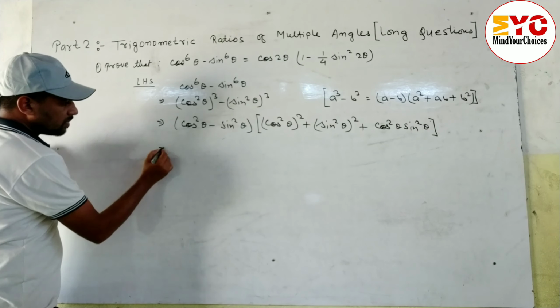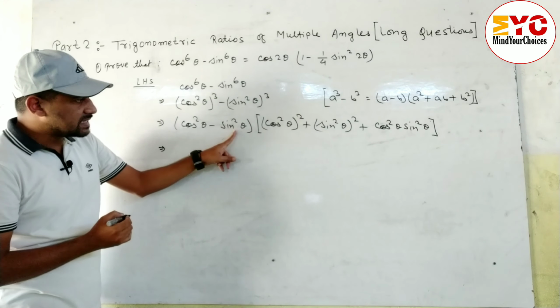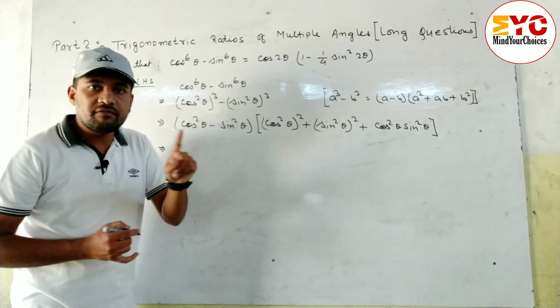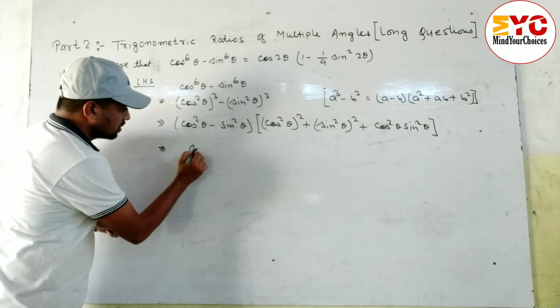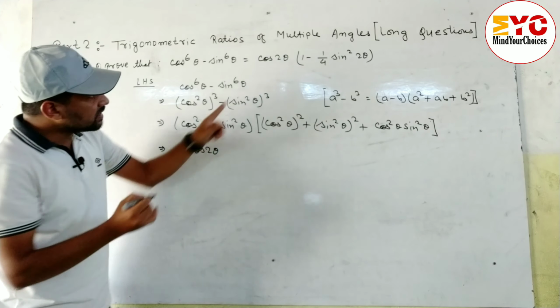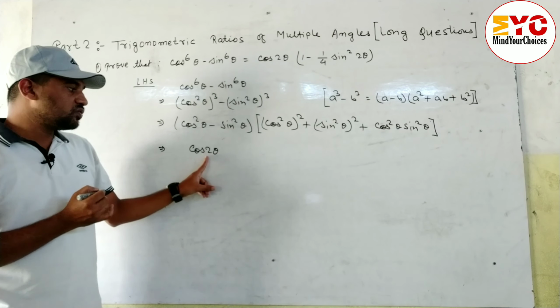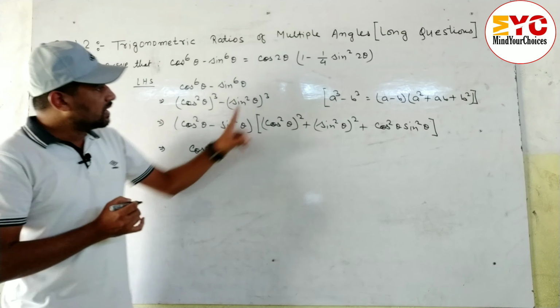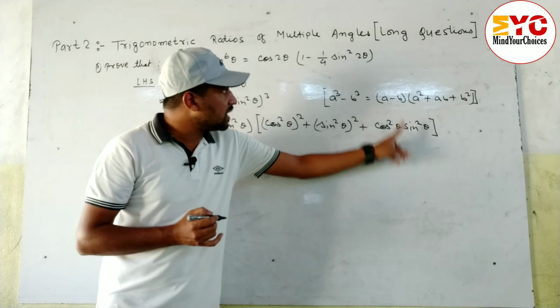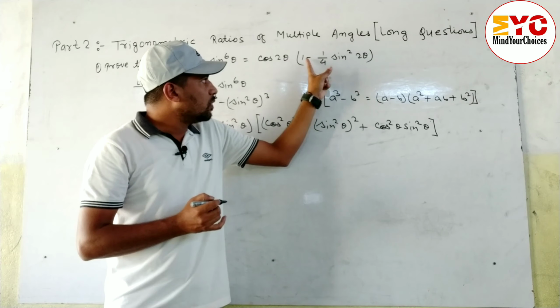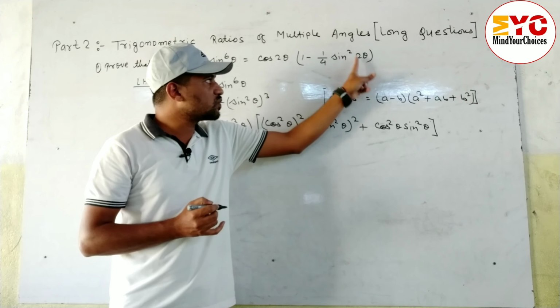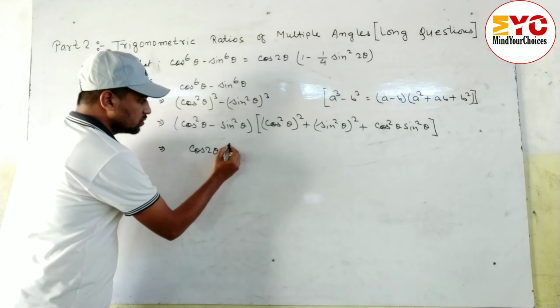Now you can see here cos² θ minus sin² θ. This is the formula of cos 2θ. In the RHS we have cos 2θ, and we got cos 2θ, so no need to convert this cos 2θ now. Now we have to solve the other factor and convert it to the form of 1 minus 1/4 sin² 2θ.